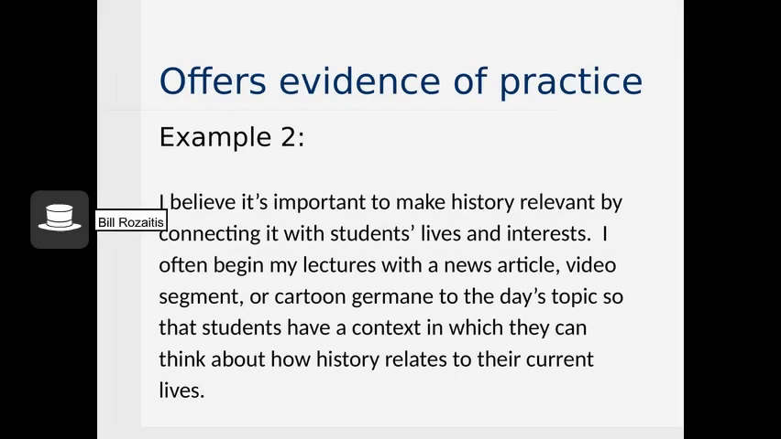So here the author adds to the initial statement about making history relevant by writing, "I often begin my lectures with a news article, video segment, or cartoon germane to the day's topic so that students have a context in which they can think about how history relates to their current lives." So that's an example of a specific that illustrates the general claim that the author is making. And it also gives the reader a sense of what it's like to be in their classroom.